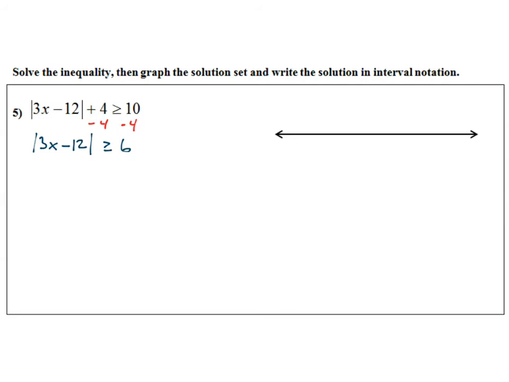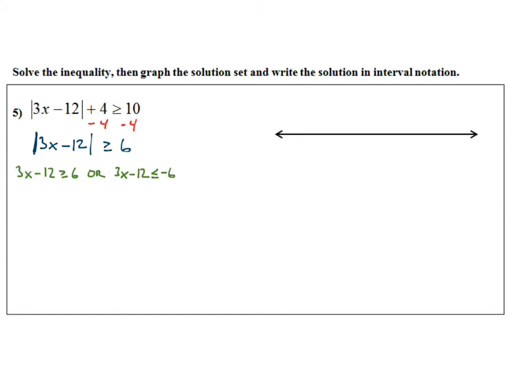Now, because it's a greater than or equal to, that's meaning that the distance, my absolute value, the distance is greater than some number. And so that's going to mean it's an OR inequality. So my two possibilities will either be 3x minus 12 will be greater than or equal to 6, or 3x minus 12. Now for my negative solution, I know that I need to flip the sign. It will be less than or equal to negative 6.